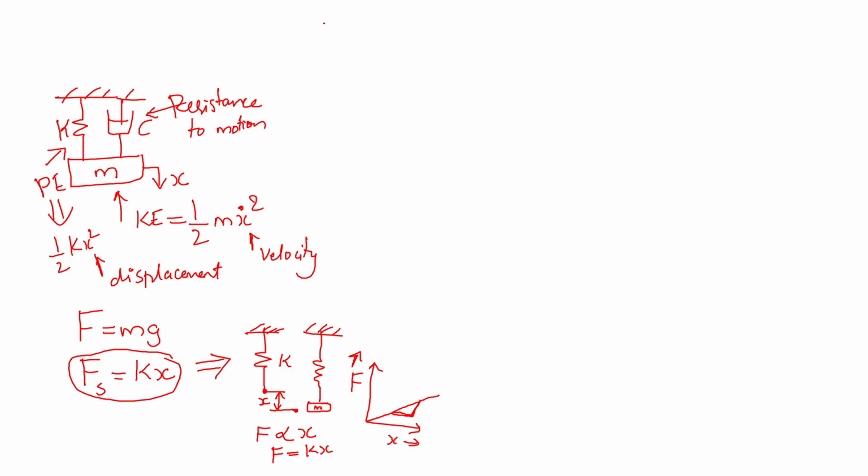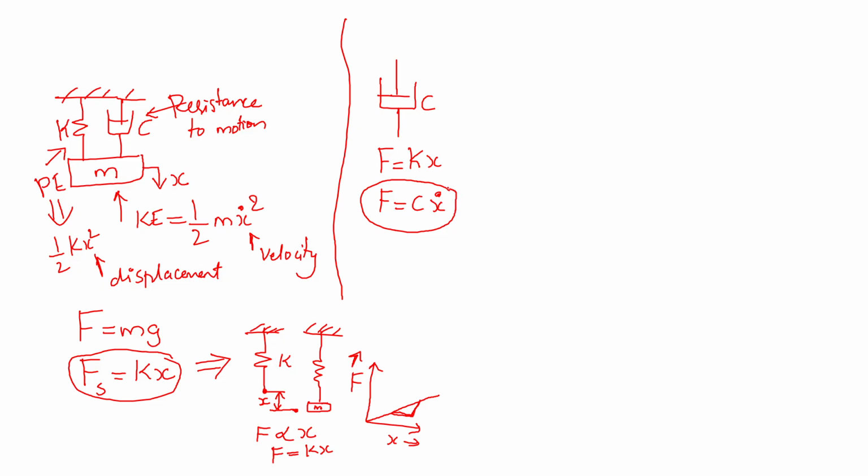Similarly, if you take a damper, the damper coefficient is C. For a spring we write F is equal to K into X. Similarly, for a damper, we write F is equal to C into X dot. Here the force is directly proportional to the velocity. So these are some basic forcing functions for a spring and a damper.